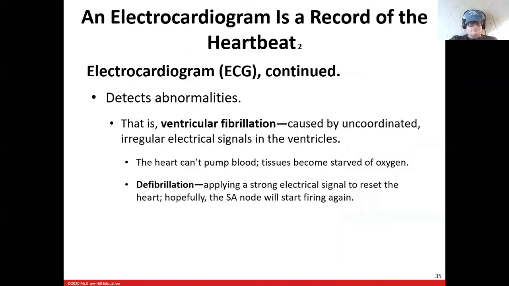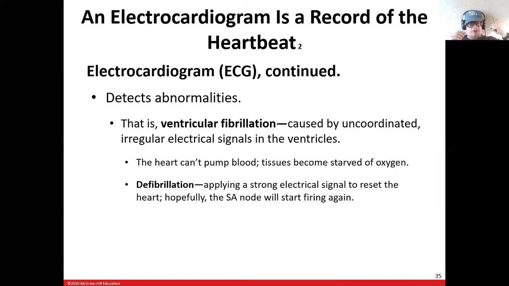All right. An EKG could detect things like ventricular fibrillation, uncoordinated, irregular signals in the ventricles. The heart can't pump blood. The tissues get starved for oxygen. Heart can't pump, like I said, because during ventricular fibrillation, what we need is to have the atria fill, but the ventricle won't pause to let that happen.